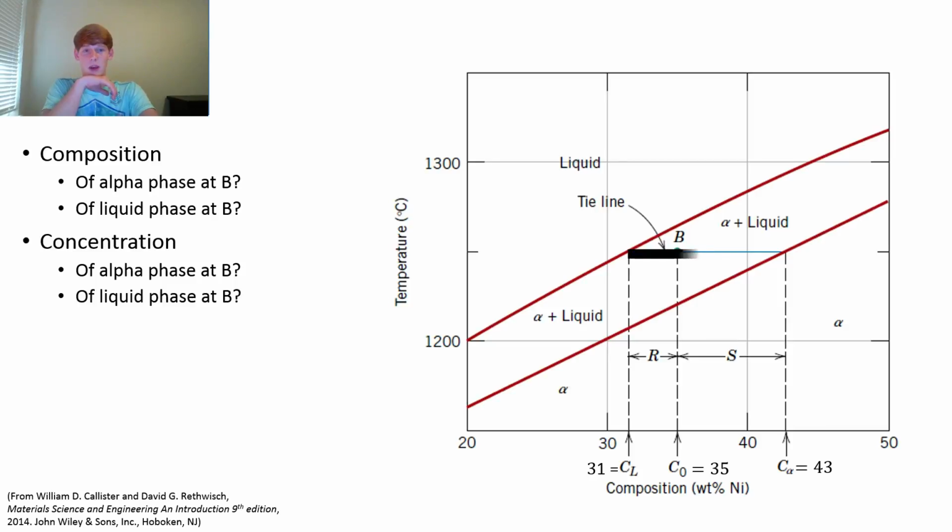The way we do this is by drawing a tie line, which we start from the left: we draw a line from B horizontally until we intersect the liquidus and the solidus line. If we want to calculate the composition, we just draw another line from each intersection straight down and read it off the graph. So the composition of the liquid phase at point B is 31 weight percent nickel, and on the other side, the composition of the alpha phase at point B is 43 weight percent nickel.